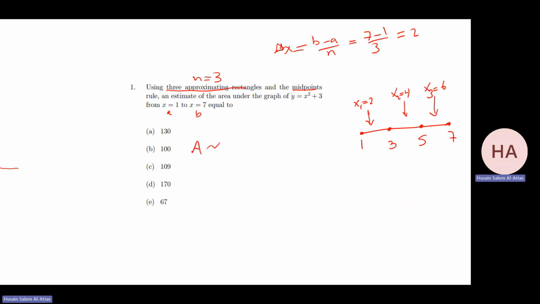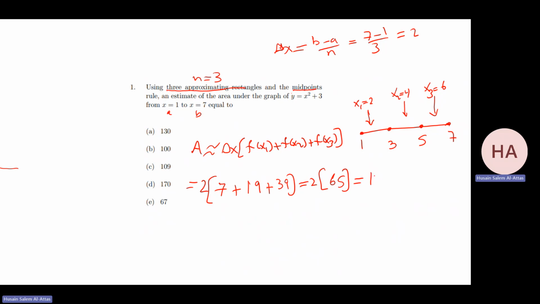Okay, so my area approximately will be delta x times f of x1 plus f of x2 plus f of x3, which are the midpoints. So that will be 2 times: x1 is 2, 2 squared is 4 plus 3, 7, plus 4 squared, 16 plus 3, 19, plus 6 squared, 36 plus 3, 39. So that will be 2 times 65, which is 130.